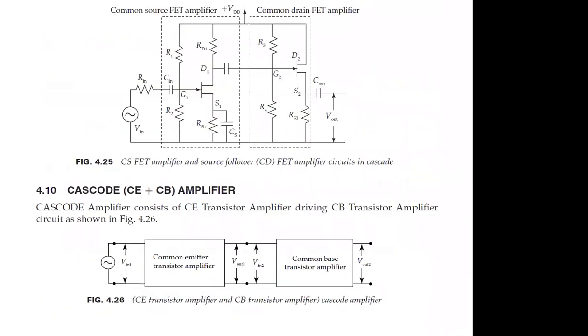The cascade amplifier is when the common emitter is connected with common base. When a common emitter is connected with a common emitter, that is, when two CE configurations are connected, we call it cascade. When CE is connected with CB, we also call this cascade. The CE transistor amplifier and the CB transistor amplifier are connected like this.